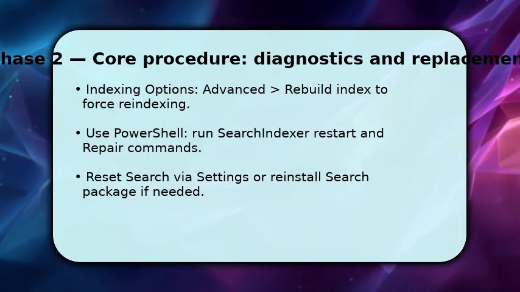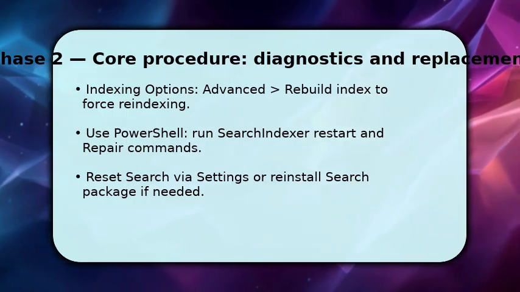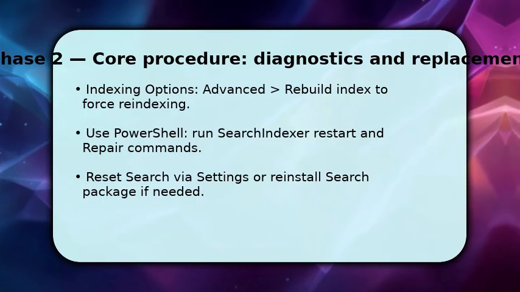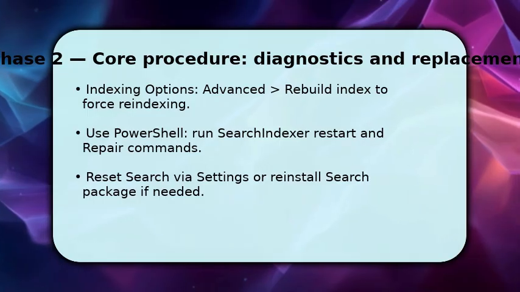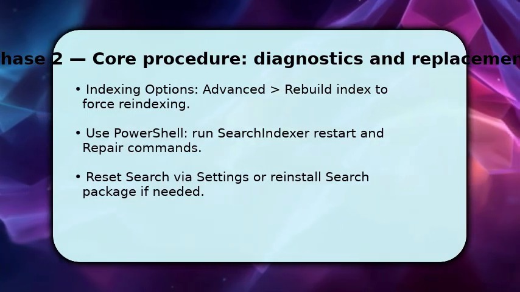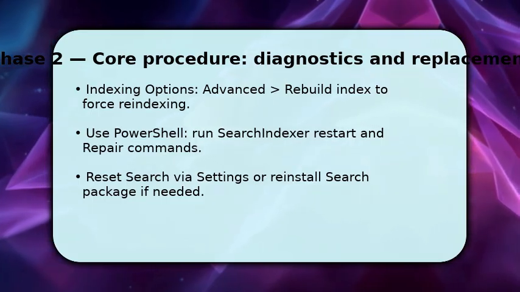Next, rebuild the search index to fix corrupt entries. Open Indexing Options, choose Advanced, then Rebuild. This may take time, so keep the PC plugged in. Once started, use an elevated PowerShell to restart the search indexer and run repair commands. These refresh database files and permissions.